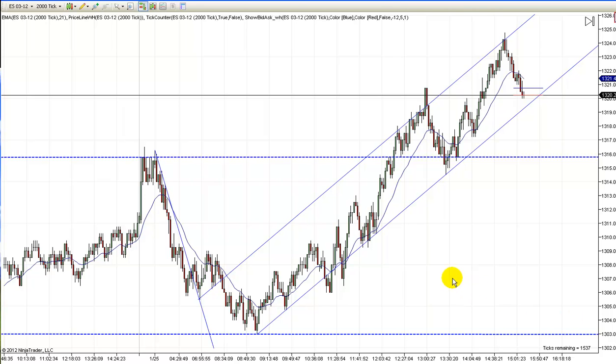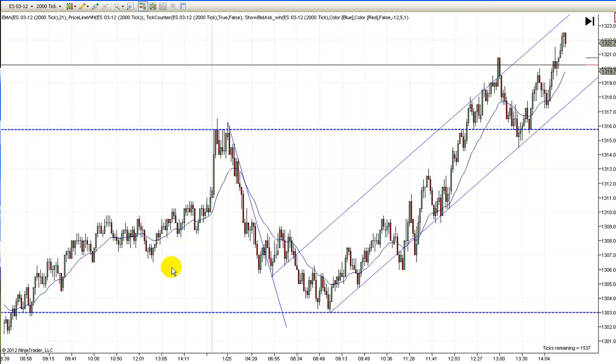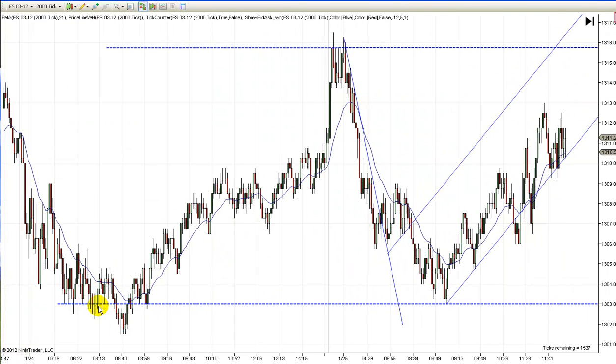Just wanted to start out by showing you support and resistance. This was really the support area from yesterday, so if you had that on there, you probably shouldn't have gotten surprised when prices bounced in that area right after the open this morning.